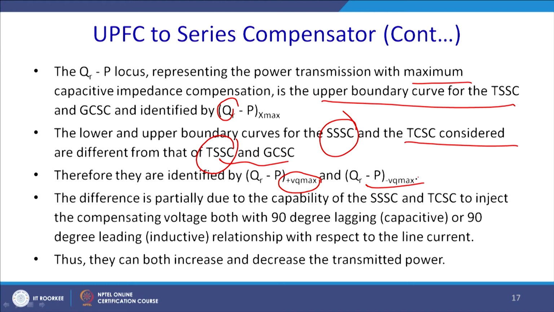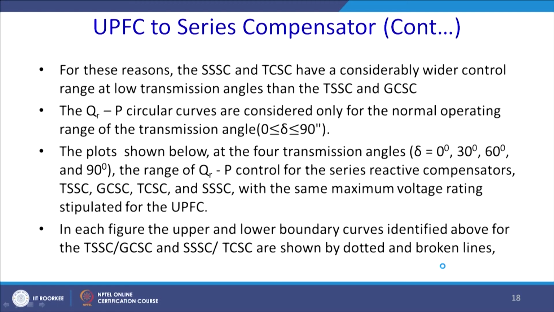The difference is partially due to the capability of SSSC and TCSC to inject the compensating voltage with either a 90-degree lagging or 90-degree leading relationship with respect to the line current. Thus, we can both increase and decrease the transmitted power by the series compensation. For this reason, the SSSC and TCSC have a considerably wider control range at lower transmission angles than the TSSC and GCSC. The QR-P circular curves are considered only for the normal operating region of the transmission line, where theoretically it should be 0 to 90 degrees.